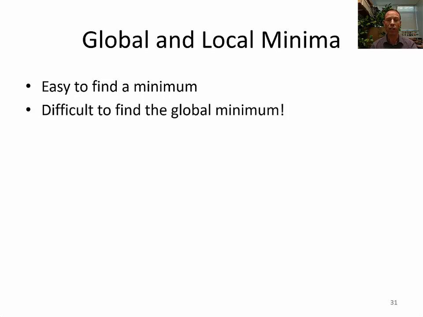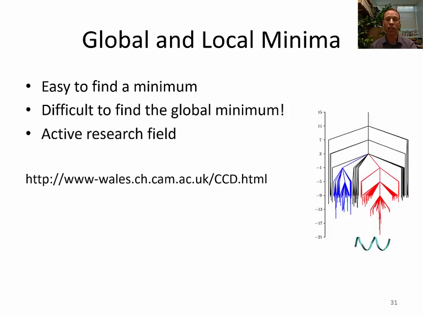If you think about it, one way would be to find all the minima on the surface and then work out which is the lowest energy. But if you're in a very, very large conformational space, like for a protein, this is very, very challenging. This is actually an active research field, how to find a global minimum.